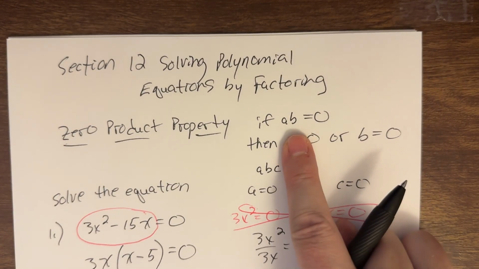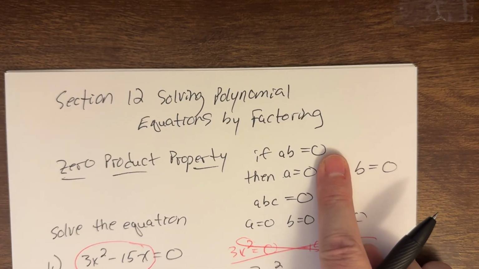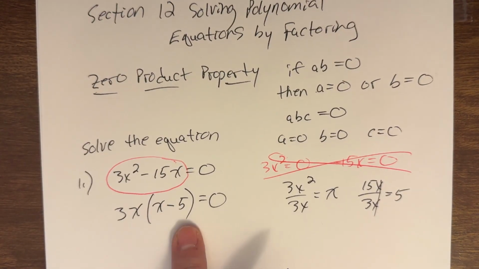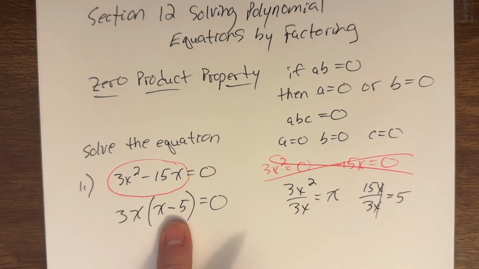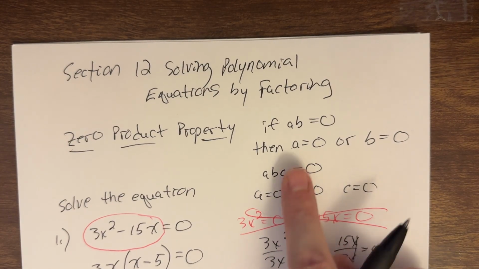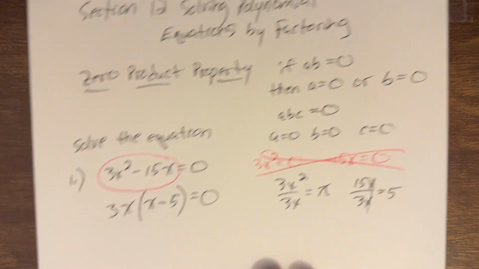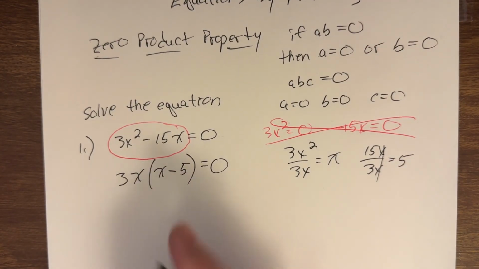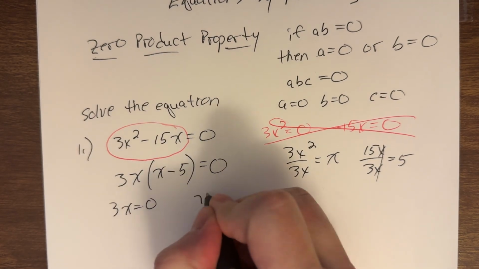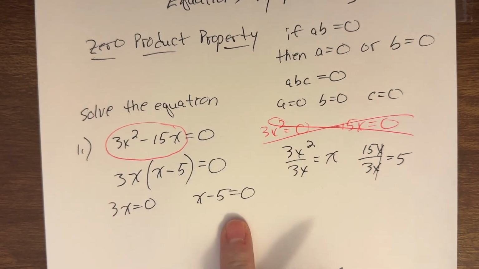That now has the perfect form. It had the 0 in the first place, but that's the a times b that we're talking about here. Something times something else equals 0. Now I will move to that next line. I will take each of those somethings, set them equal to 0 individually. So I'll get 3x equals 0, and then I'll get x minus 5 equals 0.